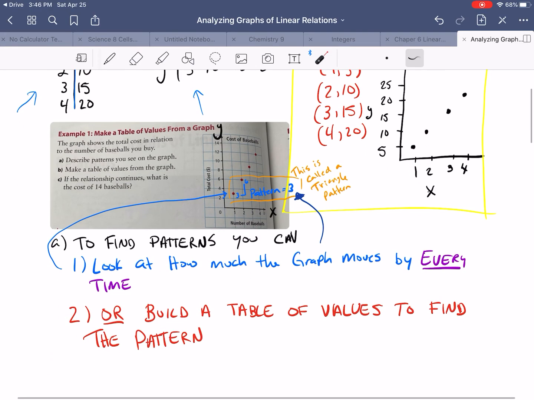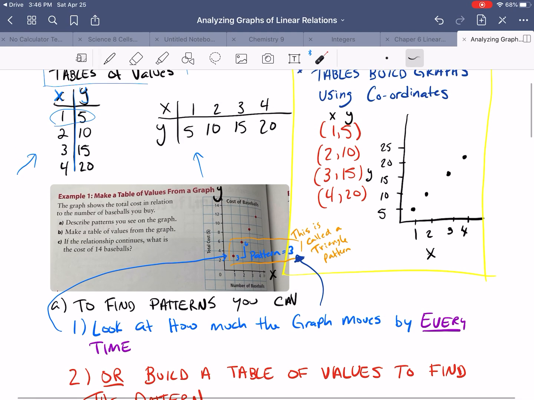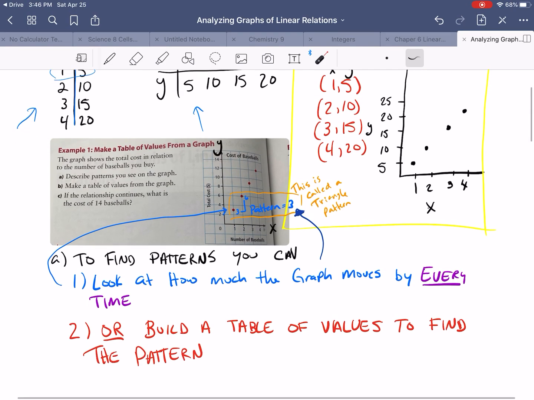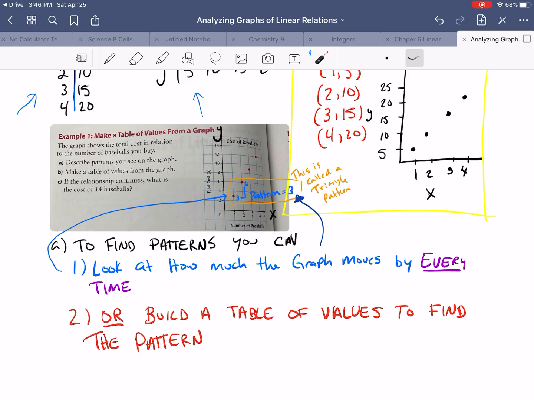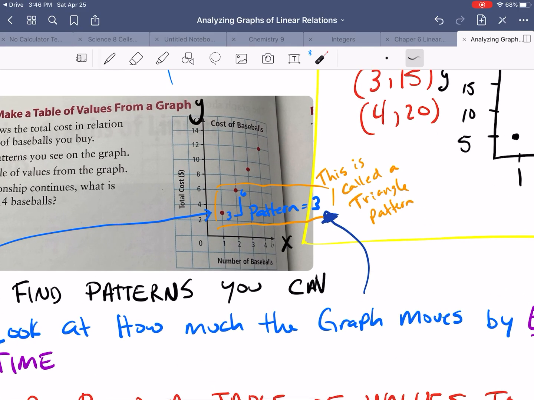Now we're going to move down here into some of the examples. Example 1 says: make a table of values from a graph. A table of values is what we just did back up here. It says the graph shows the total cost in relation to the number of baseballs you buy. Looking at this graph, on the x-axis, the straight line on the bottom, it's relating to the number of baseballs, and the y-axis up here is the total cost of those baseballs. You'll notice that there are some dots on this graph creating a straight line, which is fantastic.